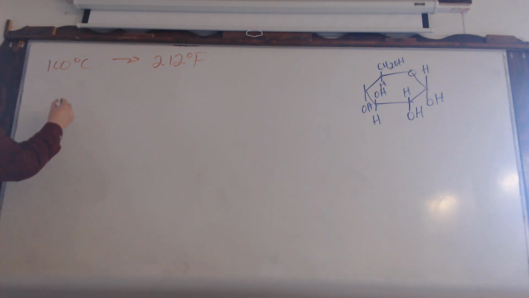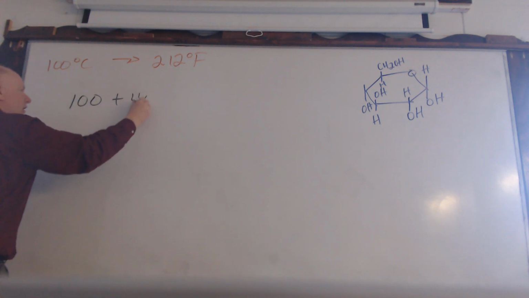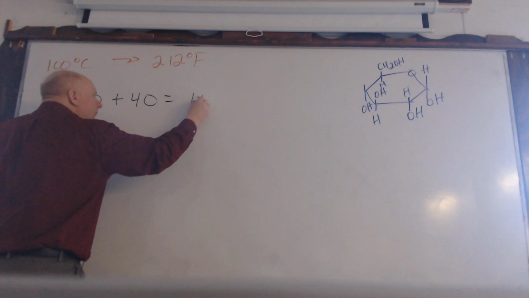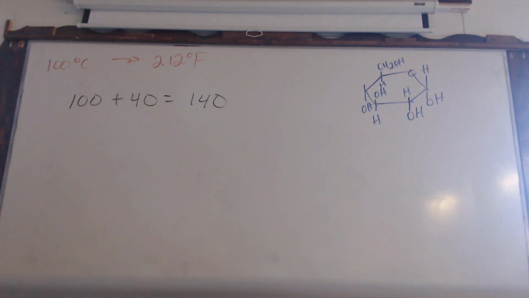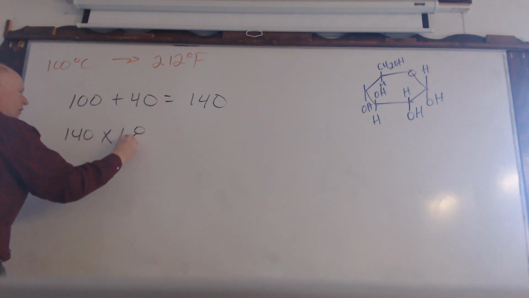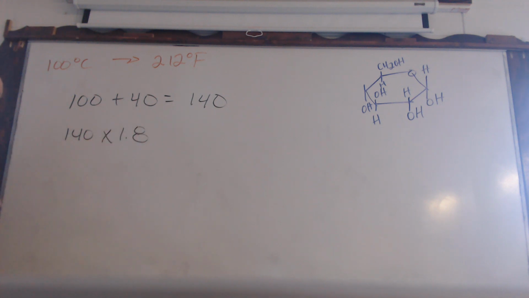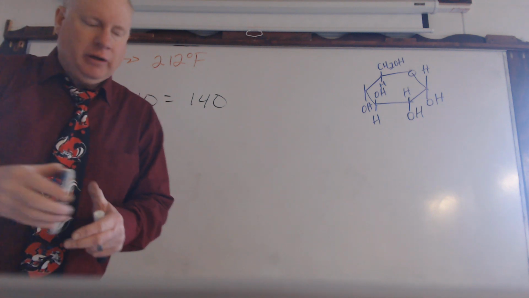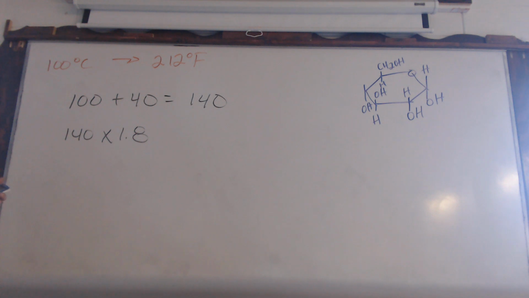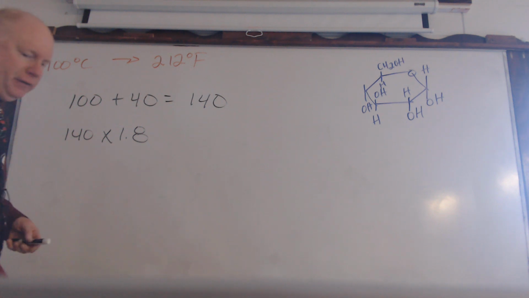So in step 1, you're going to take your initial temperature and you add 40 degrees. Then, once you get that answer, we're going to take 140 and multiply it by 1.8. This is the key, depending upon whether you're going to Celsius or Fahrenheit. Sometimes you multiply, sometimes you divide. So, if we take 140 times 1.8, that gives us 252.